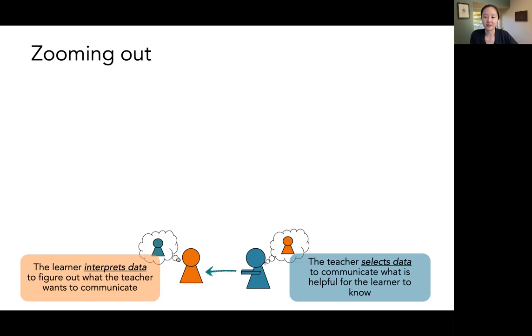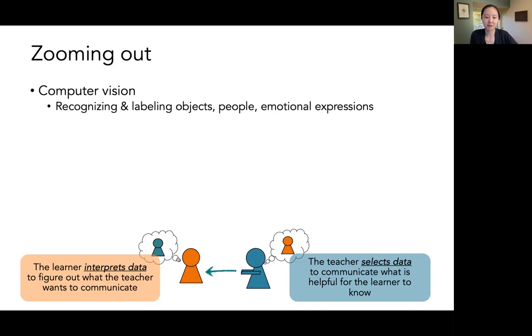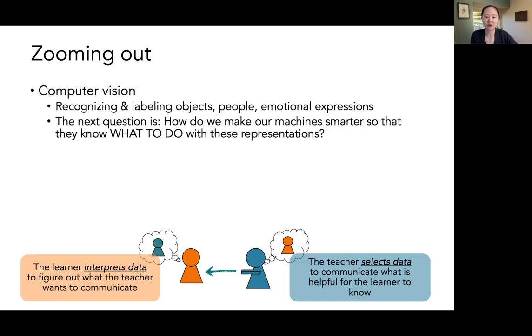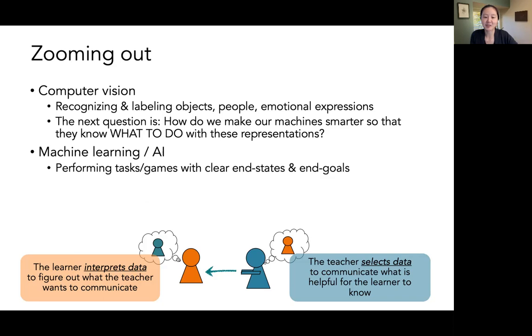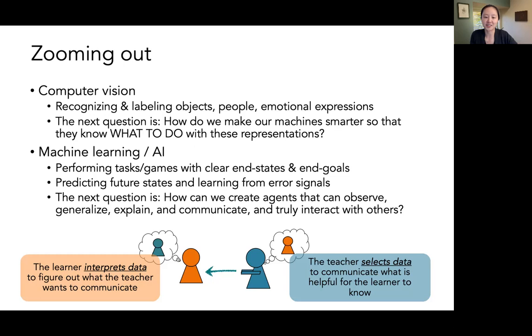So what does this all mean? In computer vision, there's been so much progress in recognizing and labeling objects and people and even their emotional expressions. I think the most important next question is how do we make our machines smarter so that they would know what to do with these representations? In machine learning and AI, there's been so much progress on making algorithms that perform tasks or games with clear end states and end goals. They're remarkably good at predicting future states and learning from error signals. Again, I think the next question is how can we create agents that can observe and generalize and explain and communicate and truly interact with others?